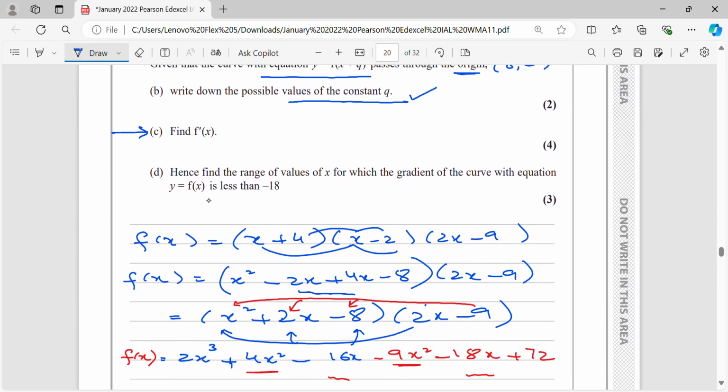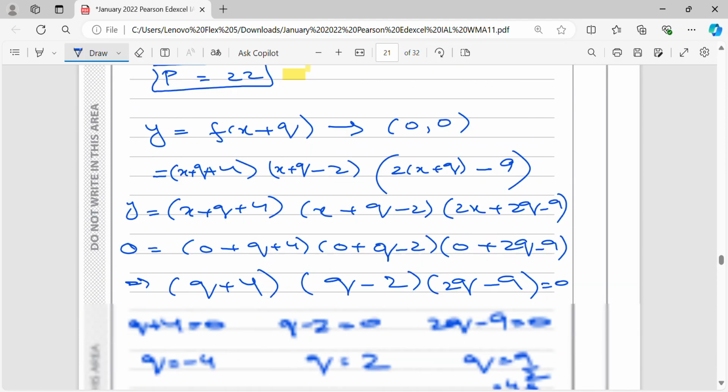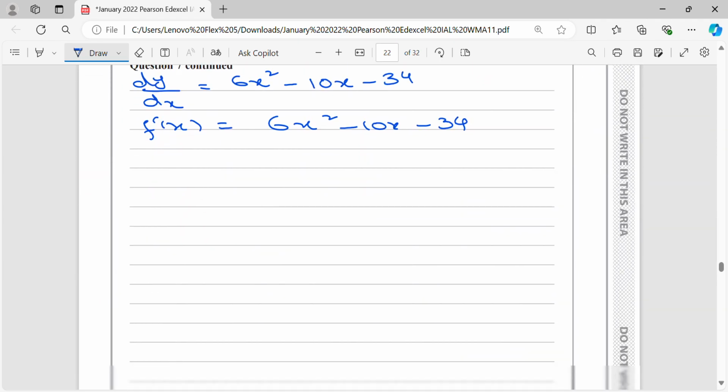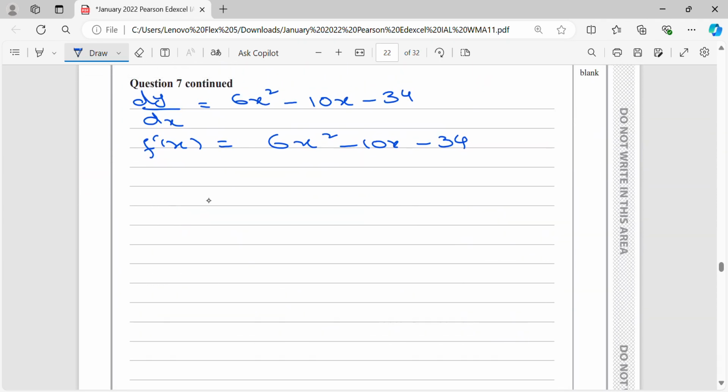Next is the D part. In the D part, it says hence find the range of values of x for which the gradient of the curve with the equation y equals f of x is less than negative 18. So the gradient is less than negative 18. What is gradient? The derivative is the gradient. So this is the gradient, okay? And this is less than negative 18, sorry.